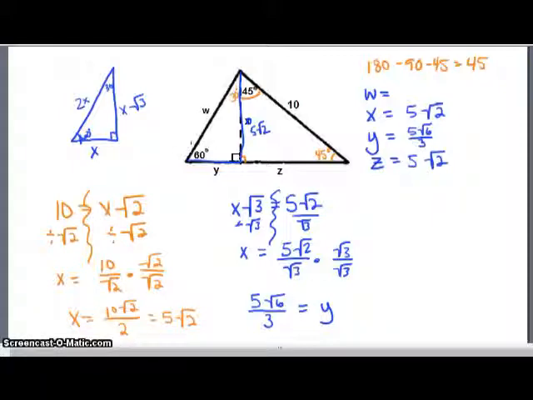Alright, last one, we need to find w, and we know that w is related to this side, y, because it's 2 times that. So if I just take 2 times my whole quantity, 5 root 6 over 3, this is like 2 over 1 times this, and when you multiply fractions, you multiply the numerators together, multiply the denominators together. So you're going to get 10 root 6 over 3 as your w. 10 root 6 over 3.